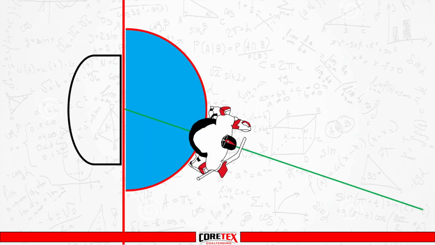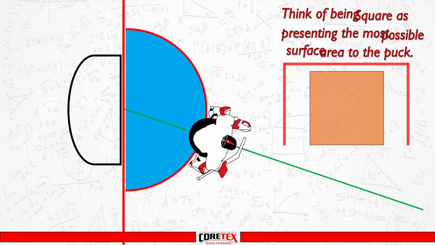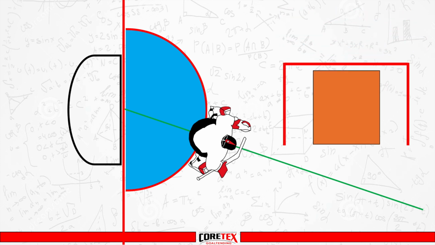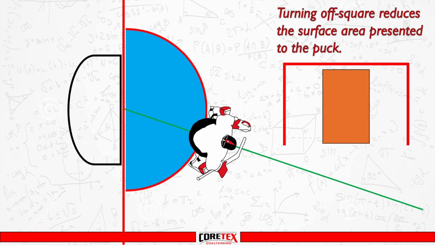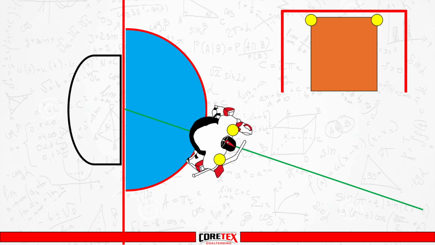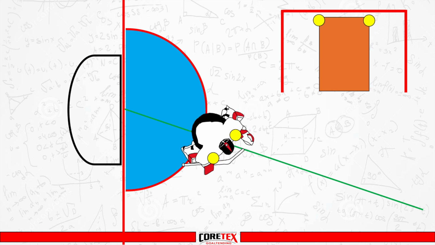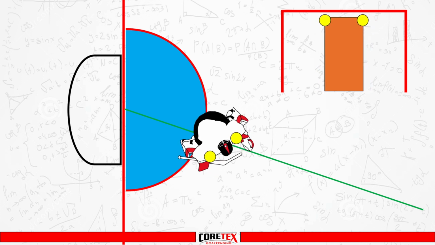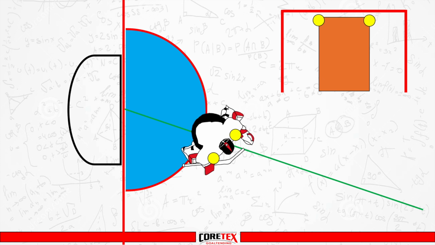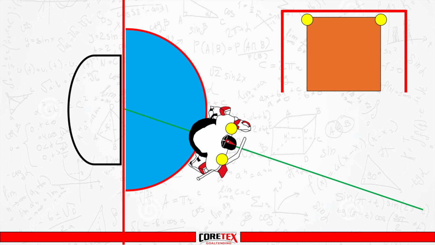I'll show you why. Think of being square as presenting the most possible surface area to the puck. So this orange square inside the red frame is just a metaphorical representation of the goalie looking straight at the puck. The two yellow points on top of the orange square are the same as the two yellow points on the goalie's shoulders. And as the goalie rotates off square, you can see how you're presenting a little bit less surface area. This is a little bit exaggerated, but it illustrates the point pretty well, I think.